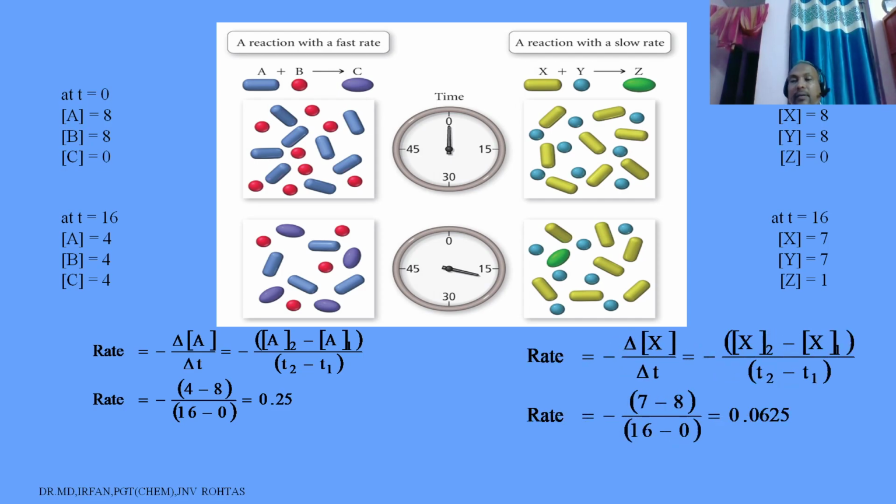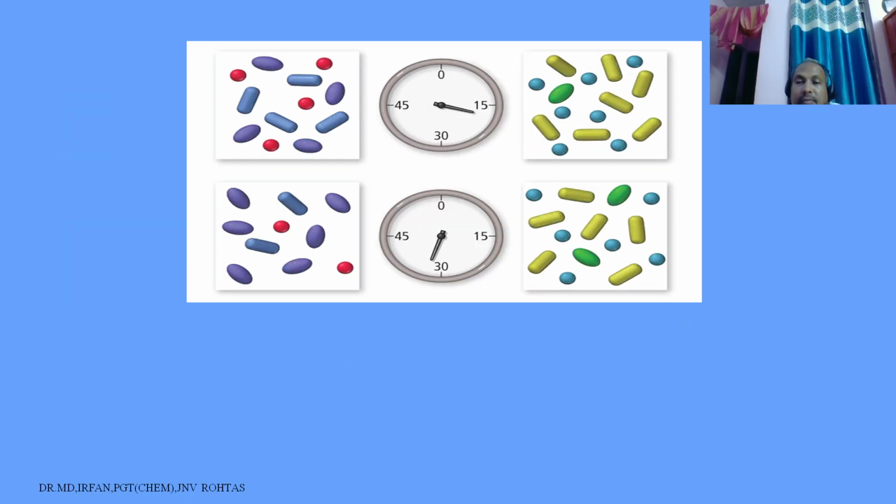Similarly, when the rate of this slow reaction is determined with respect to the reactant X, the minus sign is used, which is rate is equal to minus change in concentration of X upon time interval del T, which implies change in concentration of reactant X is 7 minus 8 divided by 16 minus 0. Thus minus of minus 1 upon 16 is equal to 0.0625.